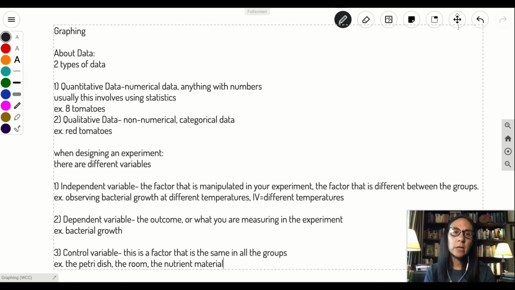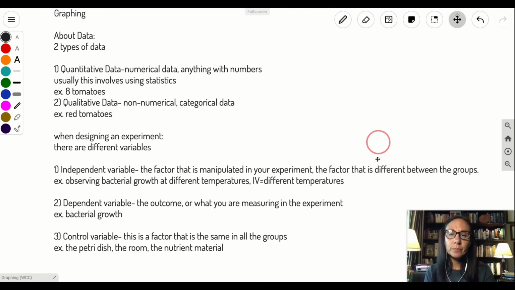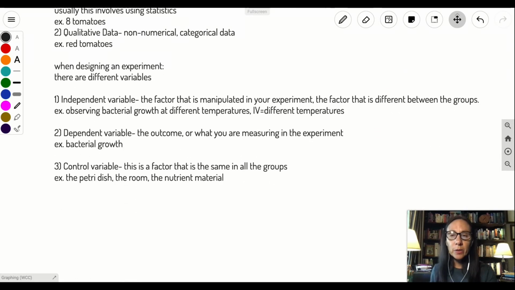Okay, so now let's talk about graphing. So we've done an experiment. Tomorrow's lecture video talks about all the different steps in the scientific method, and I will talk about experiments in that video. But for this, we're going to focus on graphing. And once you've done an experiment, you've collected your data. And there are different types of graphs that you can use. So let's talk about graphing.